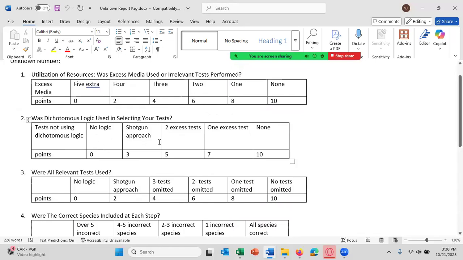Was dichotomous logic used? Like I already talked about that one. If dichotomous logic was used, you get 10 out of 10. Were all the relevant tests used, meaning you had enough tests to identify the species, no tests were omitted, 10 out of 10. If one test was needed to identify the species, you get 8 out of 10. If two tests were omitted, you get 6 out of 10.